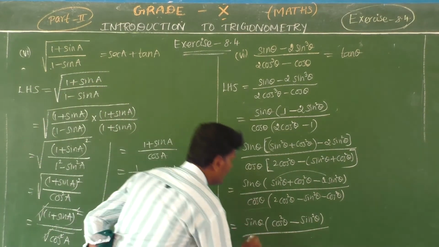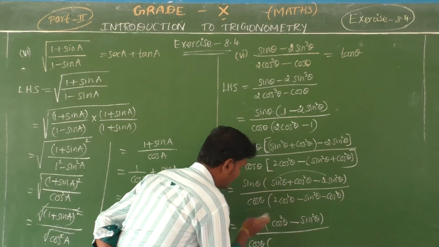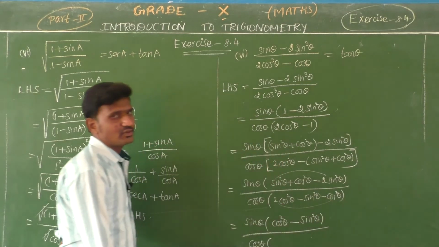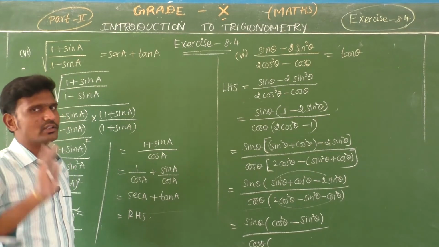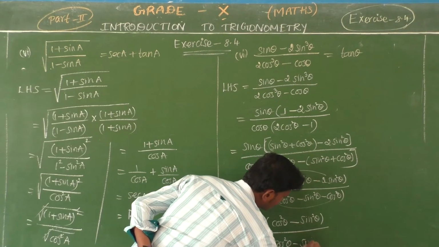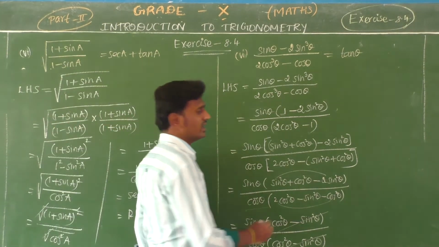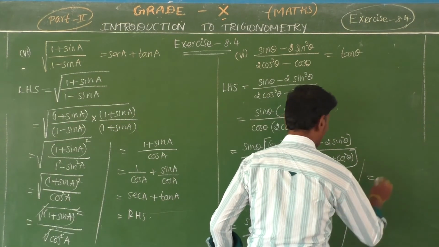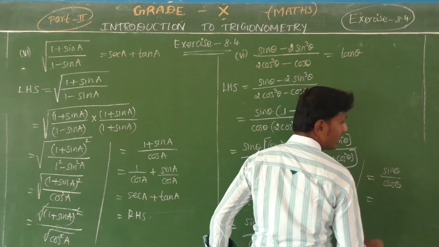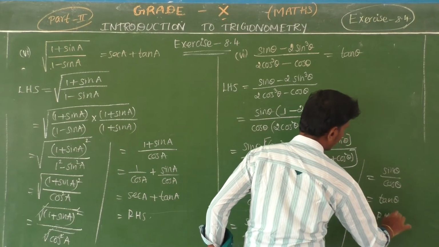Now in the denominator also you have cos theta common in both. So we take cos theta into, here also, 2 cos square theta minus cos square theta. So 2 cos square theta minus 1 cos square theta, what will come? Cos square theta only. So cos square theta minus sin square theta. You have the same term, simply you have to cancel. Now the remaining terms are sin theta by cos theta. Sin by cos, you know, is tan theta, which is equal to the right side.